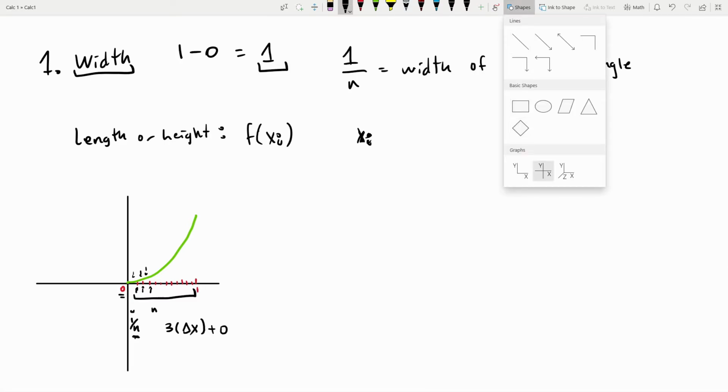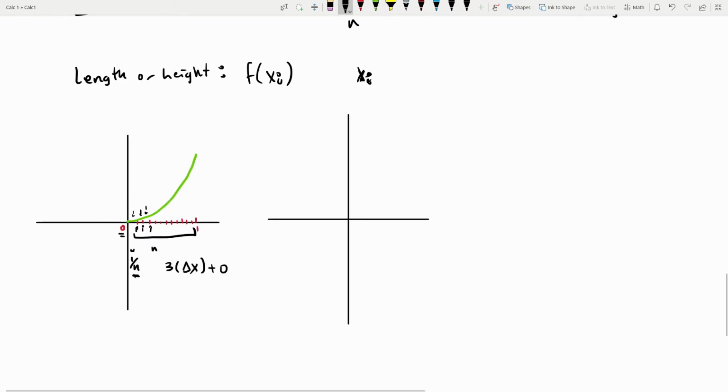What I was trying to say before is if this function had gone something like this, let's say, and we're asked to compute it from 1 to 2, we need to factor in the fact that we're starting from here, from the start point. So that's why I'm doing this addition. Let's say again we have n intervals, and each interval has a width of 1 over n.